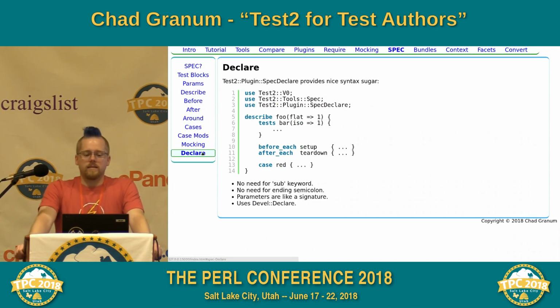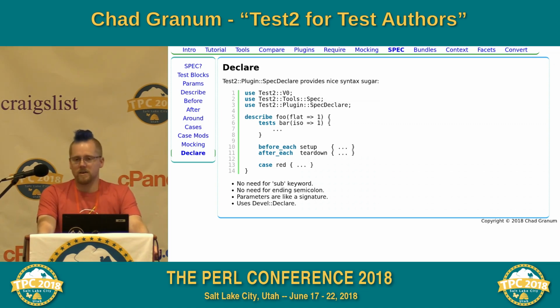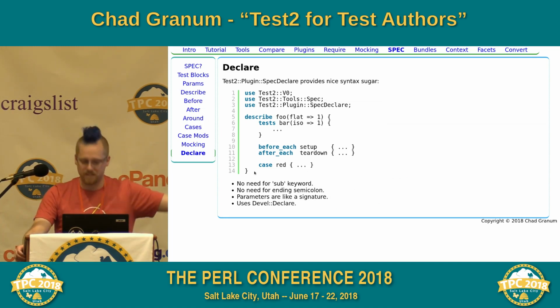So there is a Devel::Declare plugin I wrote for this that makes this all a lot easier. If you load Test2::Plugin::Spec::Declare, then you can define your describe block and test blocks as though they were subroutines. You do not need the sub keyword, you do not need the extra commas, and you do not need the semicolon at the end of the blocks. It just looks like you're defining any kind of sub, but instead of the sub keyword, it's describe or tests or whatever else.